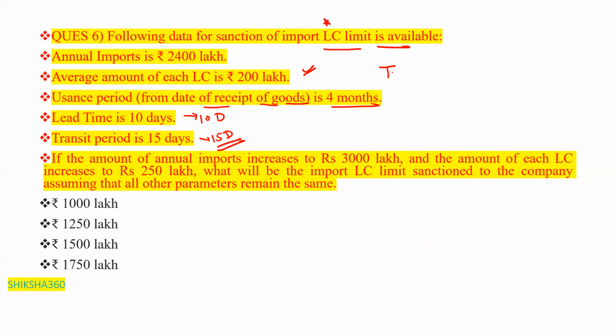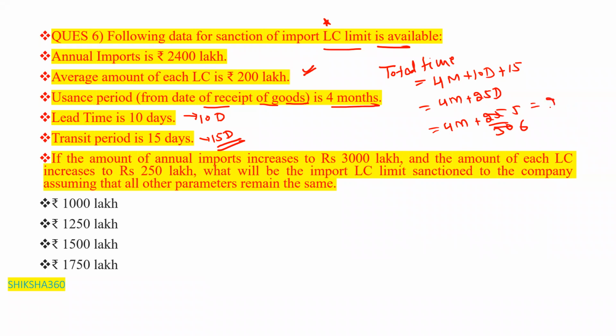Just we have to calculate first of all the total time. Total time is 4 months plus 10 days plus 15 days, so 4 months plus 25 days. Converting 25 days into months, 4 months plus 25 upon 30, that is 5 upon 6, so 29 upon 6 months, which we will consider to be approximately 5 months, because here all the answers are in round figures, so we will round off our value also.